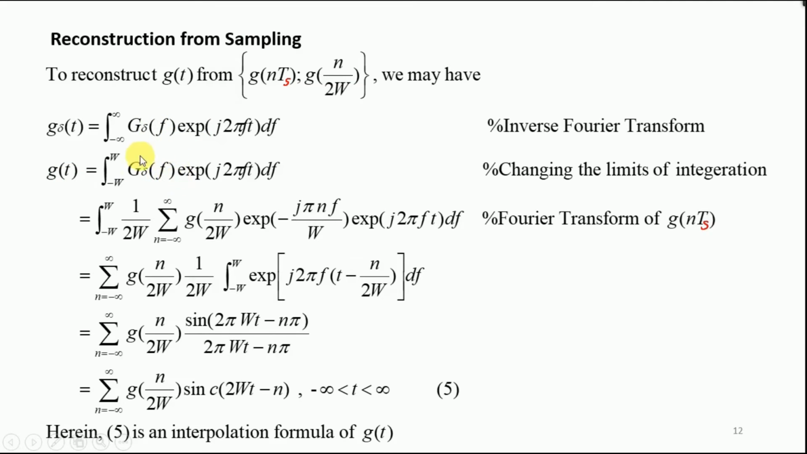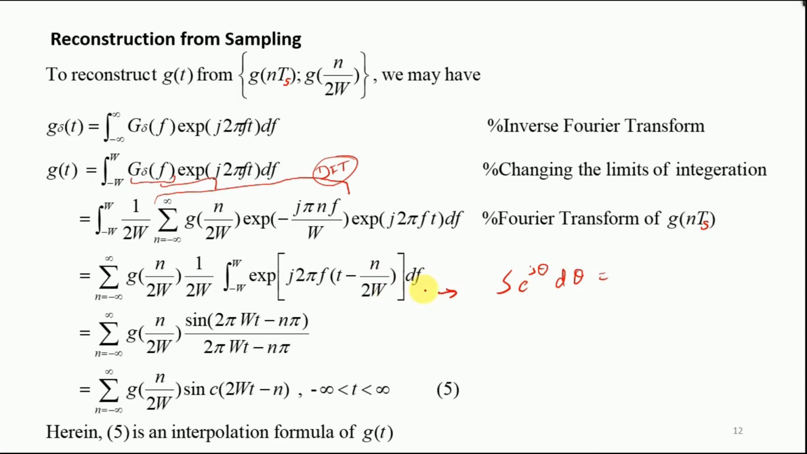Also, we know that G delta of f is the Fourier transform of this time domain counterpart, that is small g delta of t. So we can express this in terms of a discrete time Fourier transform, which is done in the third equality. In the fourth equality, we take the summation out while we take the integration inside the summation. The summation has a variable n, so this g of n by 2w can be taken out of the integration. Note that the limits of integration is w, but the variable of integration is f, so we can take g of n by 2w outside the integration. So we achieve the fourth equality.